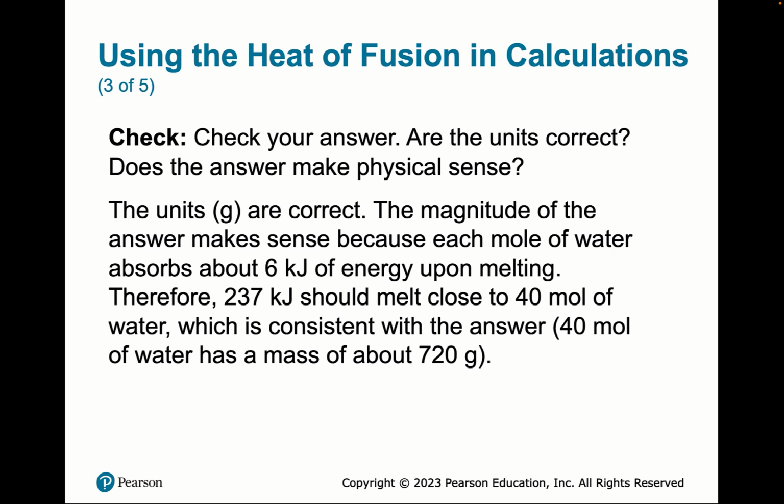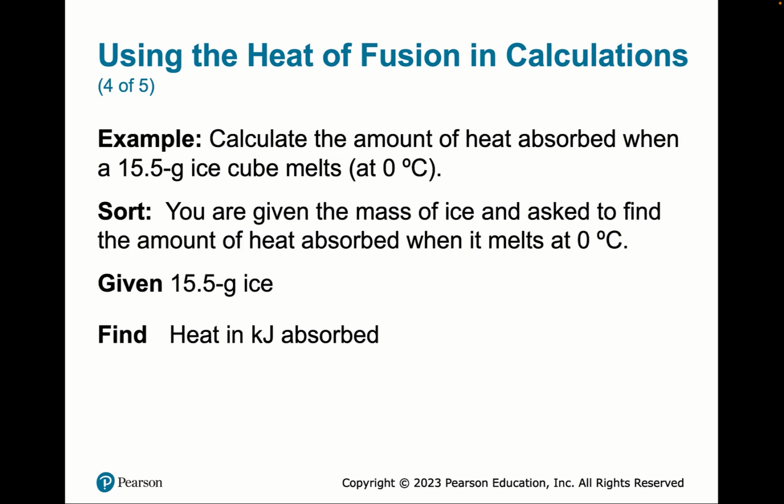And does this make sense? About 40 moles, and about 20 grams per mole, so it should be about 800 grams, and that's about 800 grams. So yeah, that's about right. Now calculate the amount of heat when a 15.5 gram ice cube melts at 0 degrees Celsius. So we're having the heat.